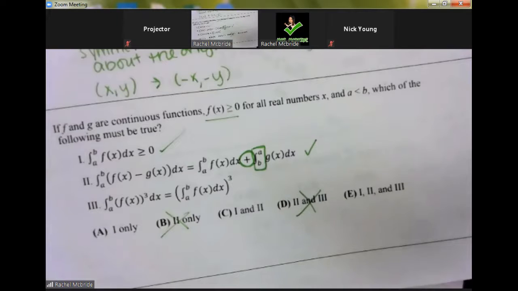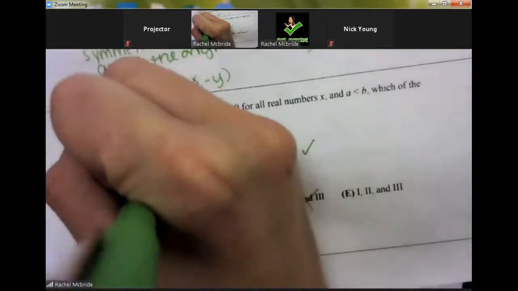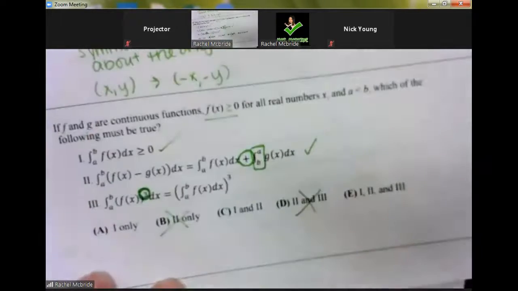So what's changing in 3? Can I take a cube of a function inside and write it on the outside of my integral? Do we have that as a rule? No. The only thing we can take on the inside and bring to the outside is a constant.